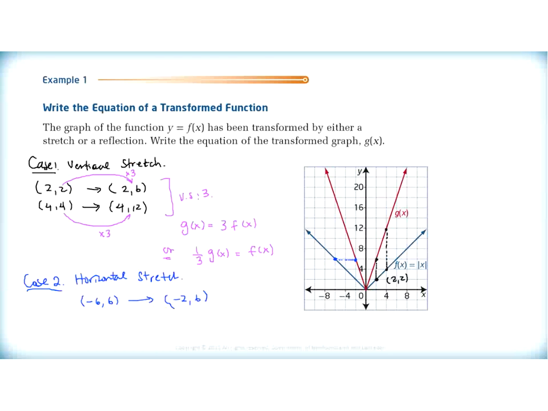Let's find another couple of points that have been moved horizontally. That's not a good example. Let's choose this one here and here.